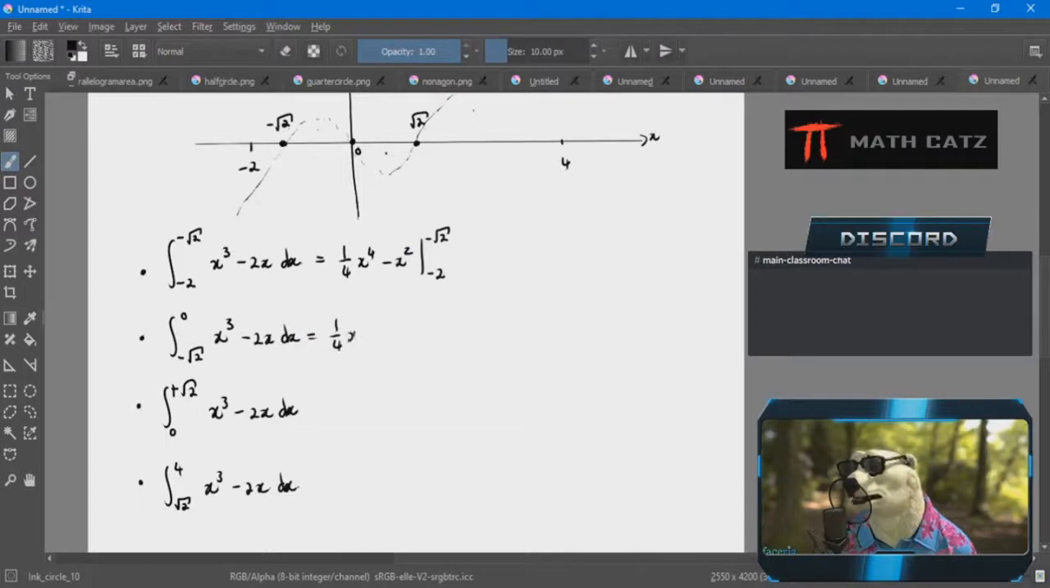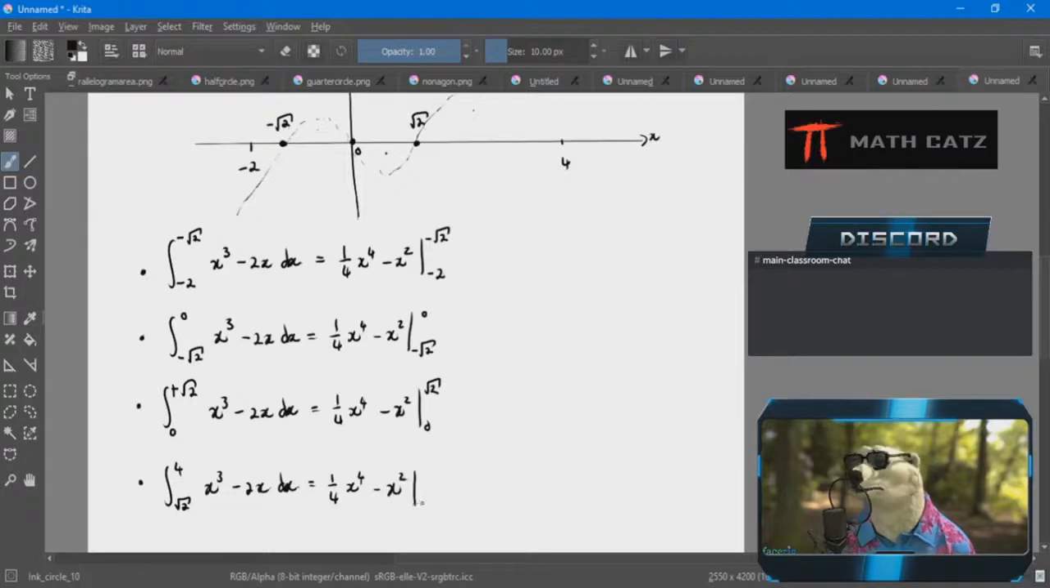The antiderivative is always the same. Just the numbers that I plug in will be different, which will of course give me a different answer for each one. Yes, it is tedious. Yes, it is annoying. It is the only way. So let's calculate some of these. Why not?